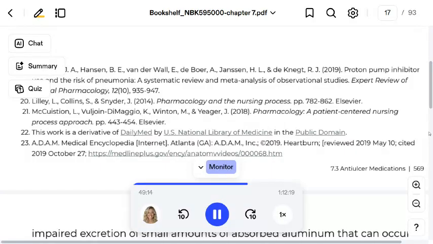Evaluation. Monitor for improvement of nausea and vomiting and notify the provider if expected improvement does not occur so that other treatment can be initiated. Continue to monitor for dehydration.